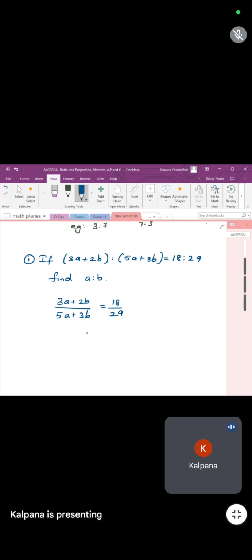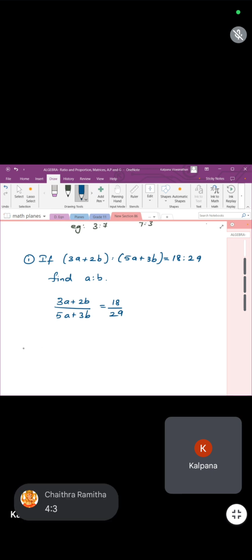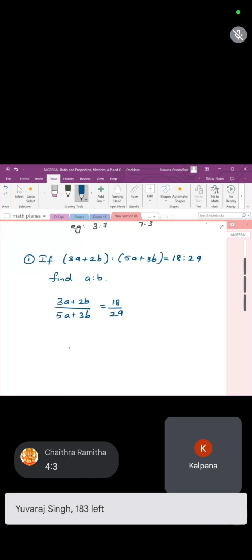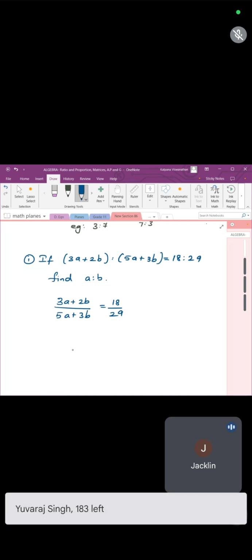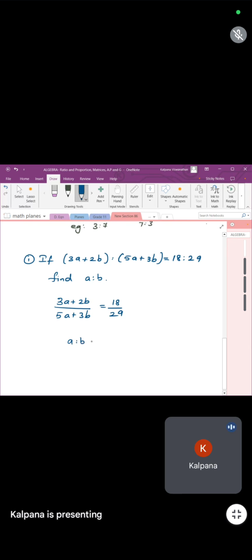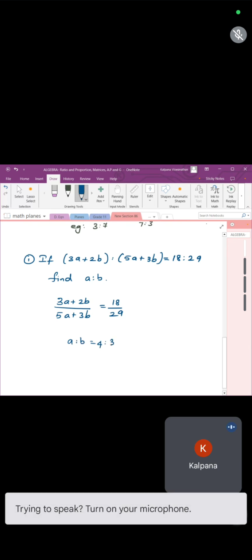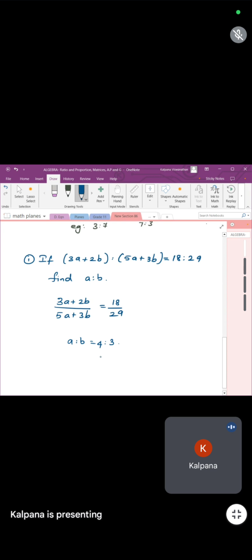Because this cross multiplication we do in so many chapters. Yes, very good, Chaitra. A is to B is 4 is to 3. A is to B equals 4 is to 3. After cross multiplication, take all the a terms to one side and the b terms to one side. Then you will write what is a by b. Did you all get the answer?